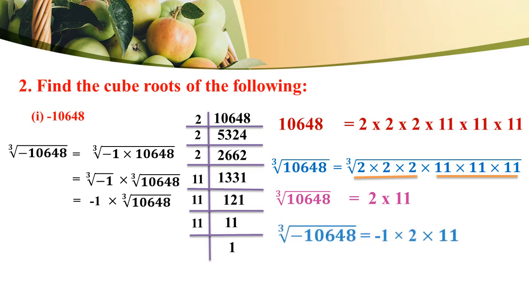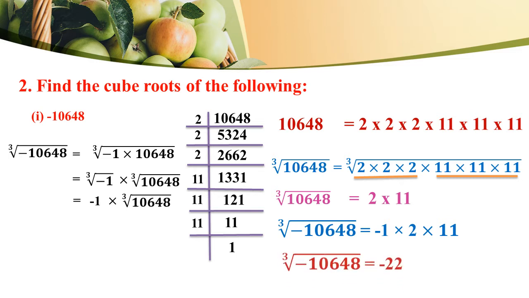The question is minus 10,648. Cube root of minus 10,648 equal minus 1 into 2 into 11. So, multiply. The product will be the cube root of the number. So, multiply it. The answer is minus 22. So, cube root of minus 10,648 is minus 22.